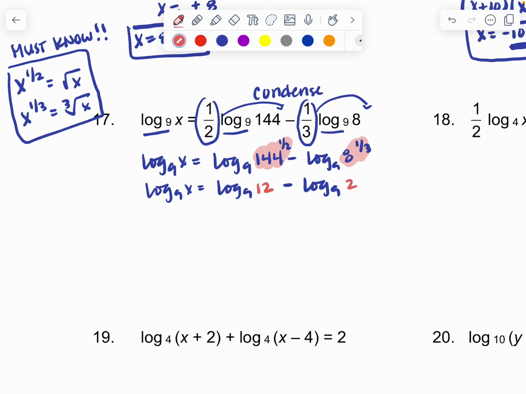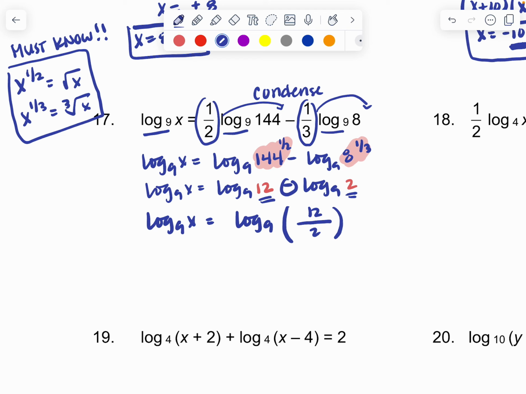Okay, now look, I made it prettier looking, but I still have 3 logs, so I have to keep condensing. So this is going to be log base 9 of x equals, now when you're subtracting, if you want to write this as one massive log base 9, if you're subtracting, that changes to a division. If you're adding, it changes to a multiplication. So what am I going to divide? This 12 and this 2. So let's put that over there.